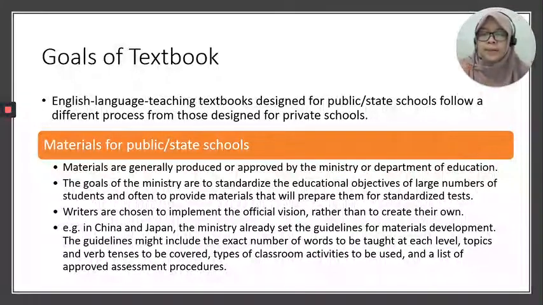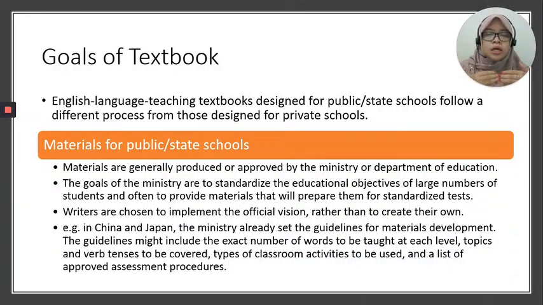So, I once had an experience writing materials under the Ministry of Education. It was in 2018, and at the time I got several guidelines. We talked about vision and also guidelines already. The ministry already set the guidelines, and also what we have to attach or insert in the textbook that my colleagues and I wrote at the time.